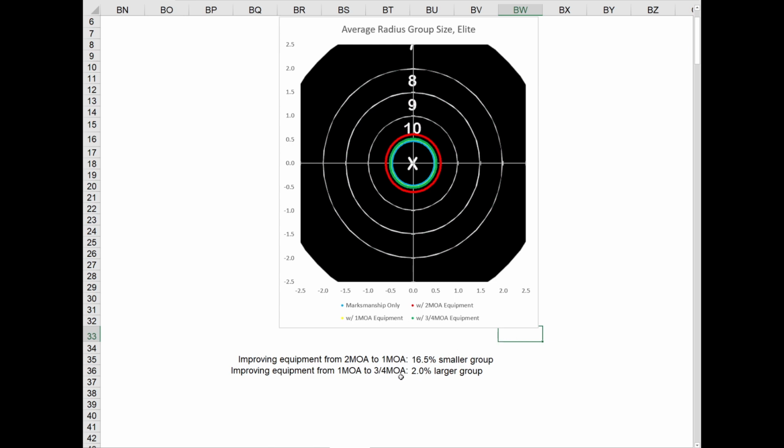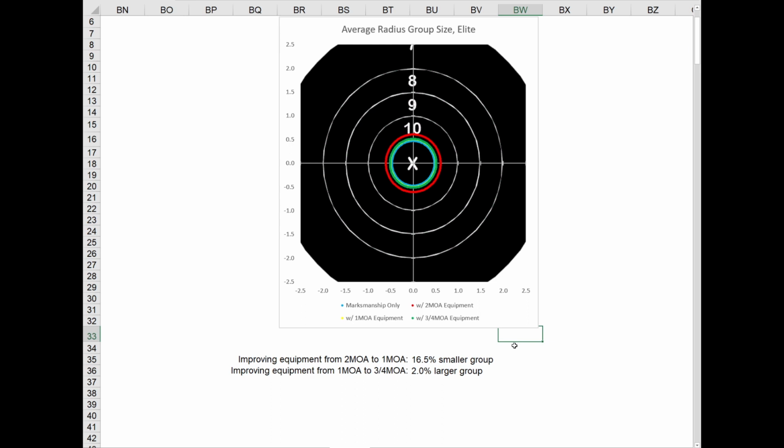Just like for the last couple shooters we saw, there was no improvement going from 1 minute of angle to 3/4 of a minute of angle. In this case, they're going actually in the opposite direction. So that's group size for these 4 shooters with these pieces of equipment.